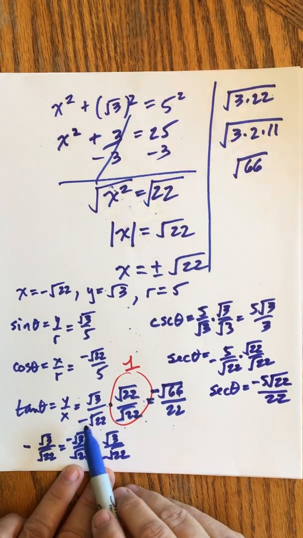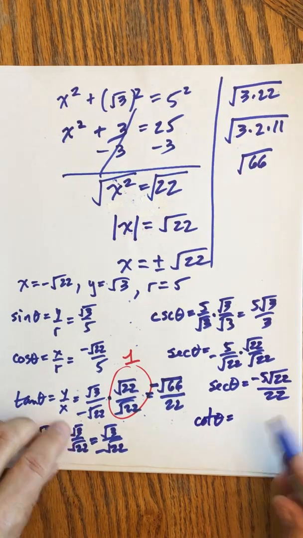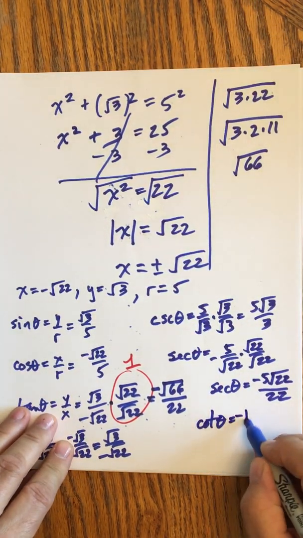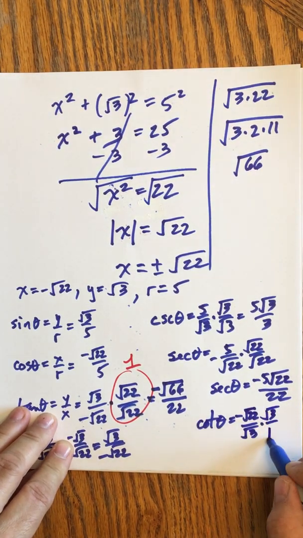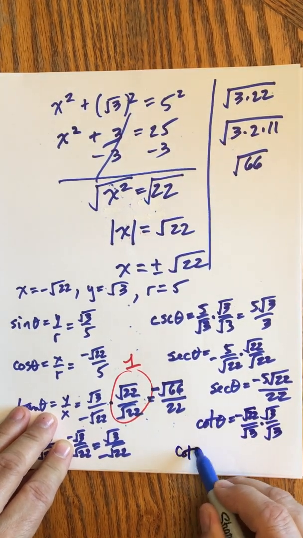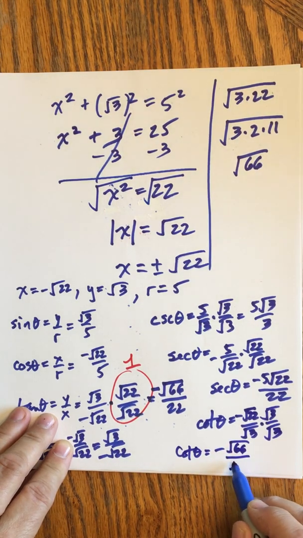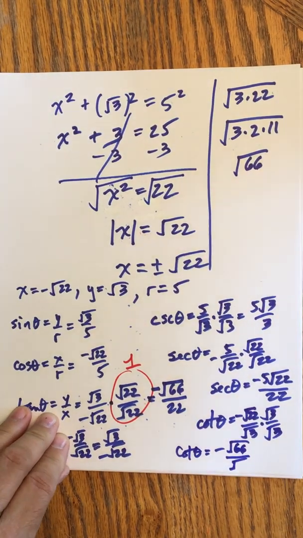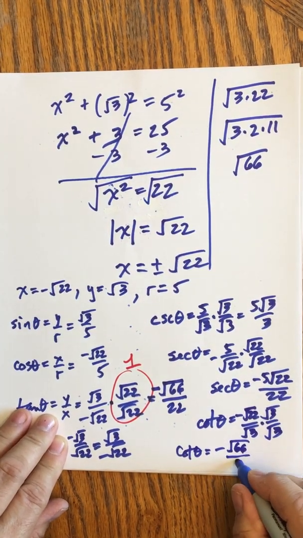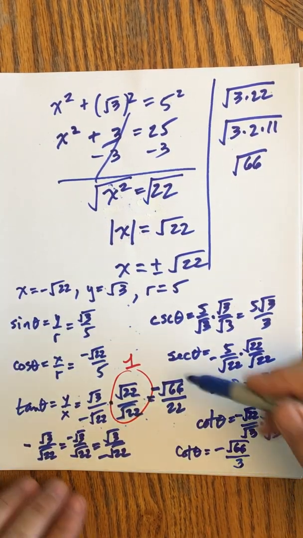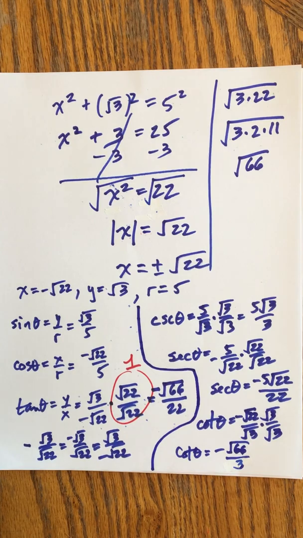And then finally, over here, cotangent, you're going to have to do the reciprocal, so you'll have square root 22 over square root 3, and it's negative, and you're going to multiply by square root 3 over square root 3. So cotangent theta will end up being negative square root 66 over, I'm sorry, not over square root, but over 3. That's the whole reason we did it, is to not have a square root. Over 3. Okay? So there's your 6 trig functions. If you need to pause it, go ahead and pause it.